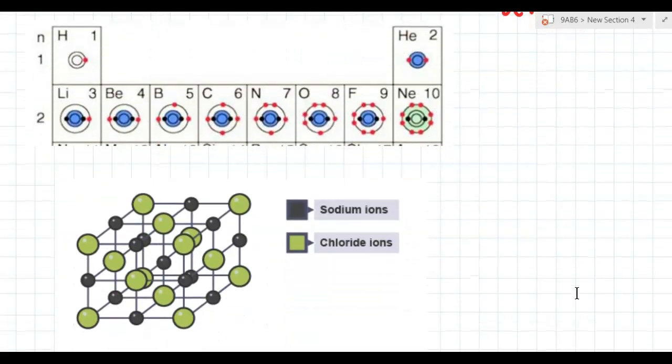Okay, so here I've just shown the first 10 elements. And remember, the rows, the periods, represent how many electron shells there are. So this is the first shell of electrons. Hydrogen's got 1, helium's got 2. This is full, so it's already stable.